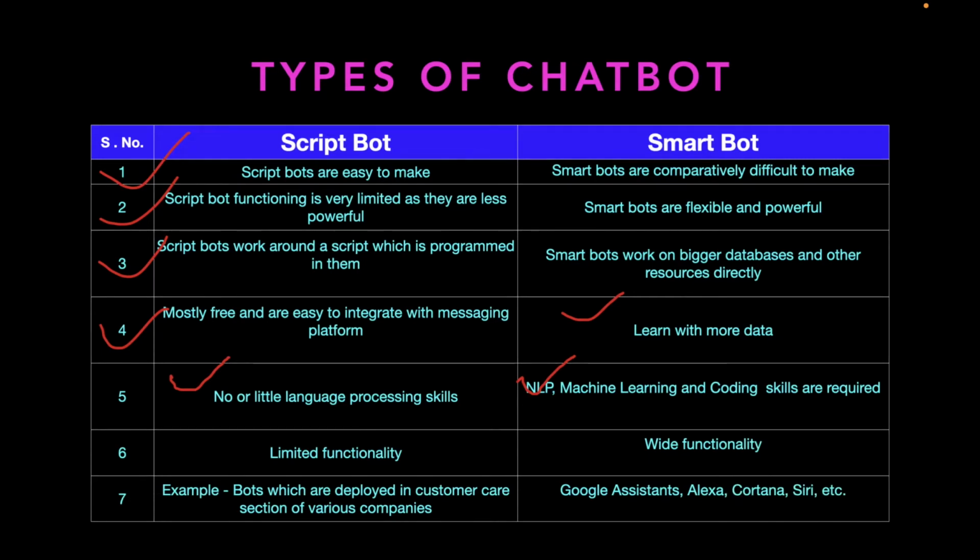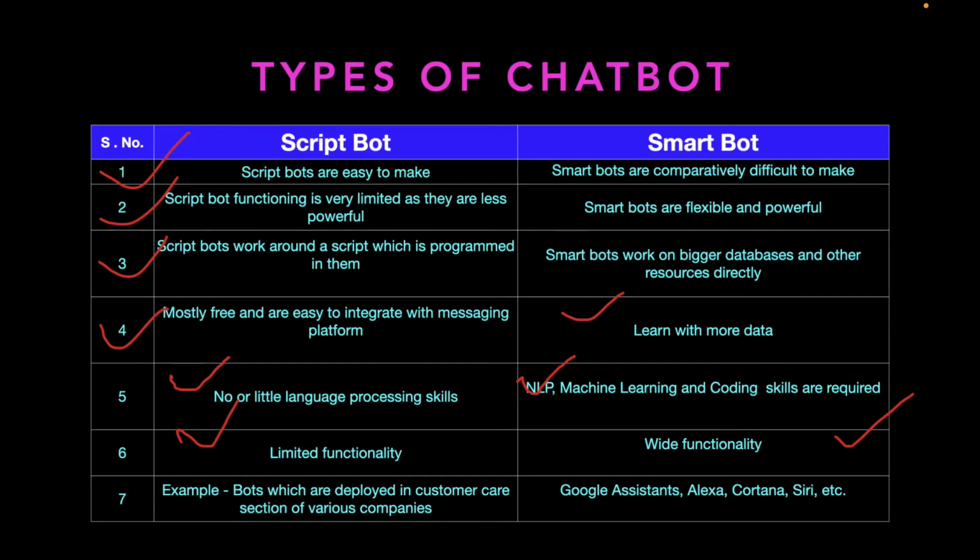Yeah. So the next point is limited functionality. As we are already discussing, a script bot is purely scripted in nature. Limited questions, limited responses. So limited functionality, right? Whereas a smart bot is capable enough to handle lots and lots of questions with a variety of responses. So wide functionality.